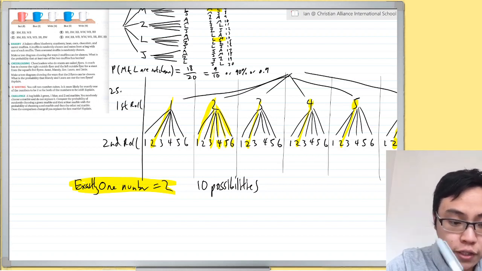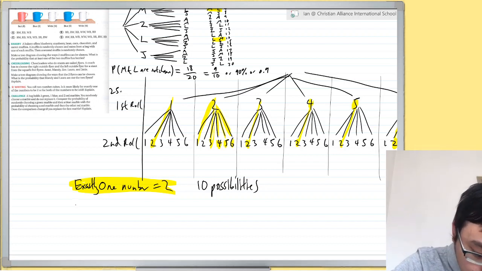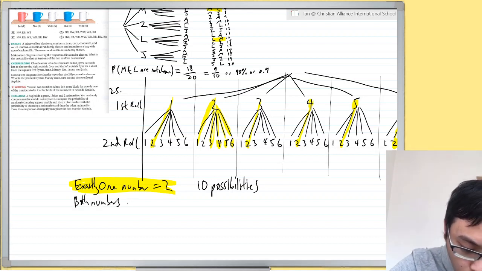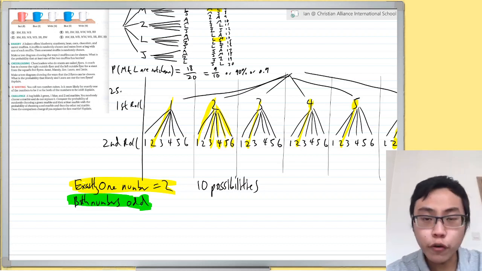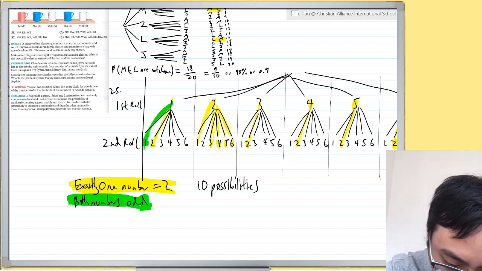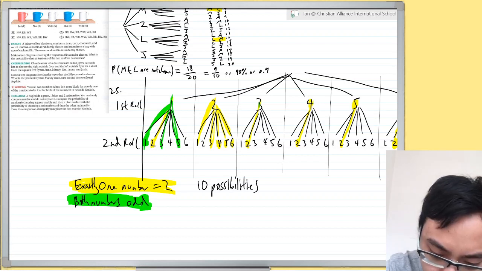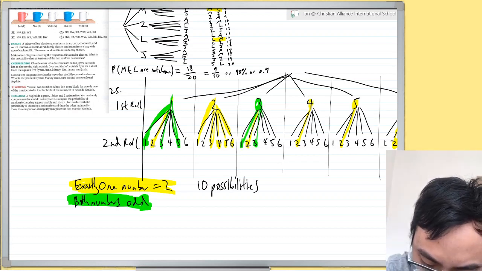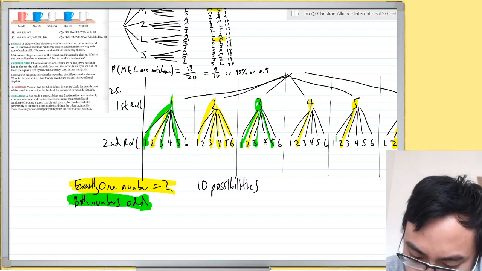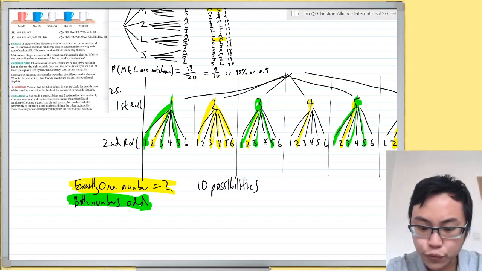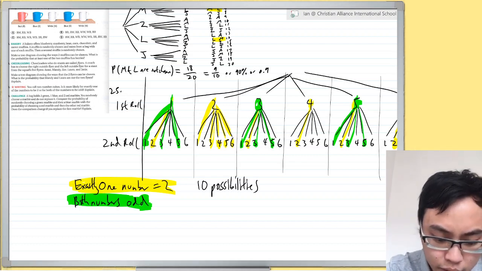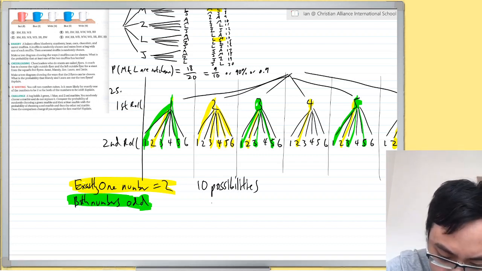And then the next part is, or for both of the numbers to be odd. So which ones are both numbers odd? I'm going to highlight that in green. 1 and 1, 1 and 3, 1 and 5, those are both odd. 2 is an even number, so we can skip all of 2. Then we have 3, 1, 3, 3, 3, 5. We can skip 4. 5, 1, 5, 3, 5, 5. And we can skip 6. And how many possibilities are there? There's 3, there's 6, and there's 9 possibilities.